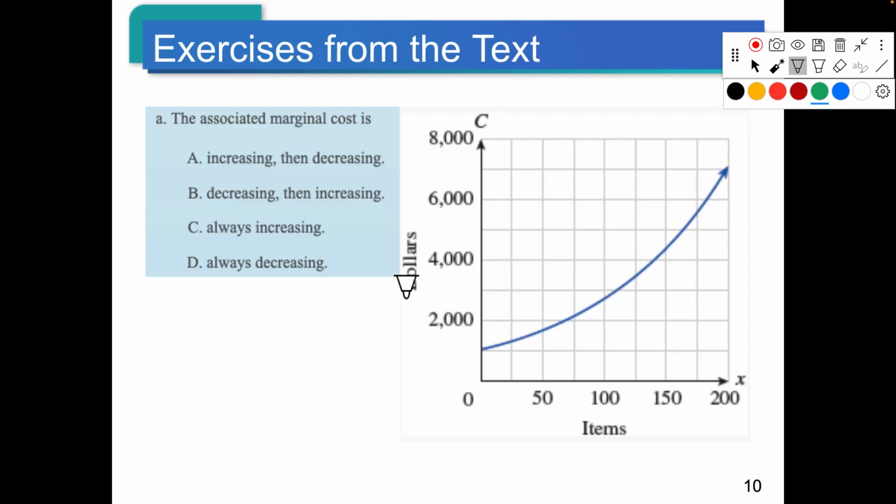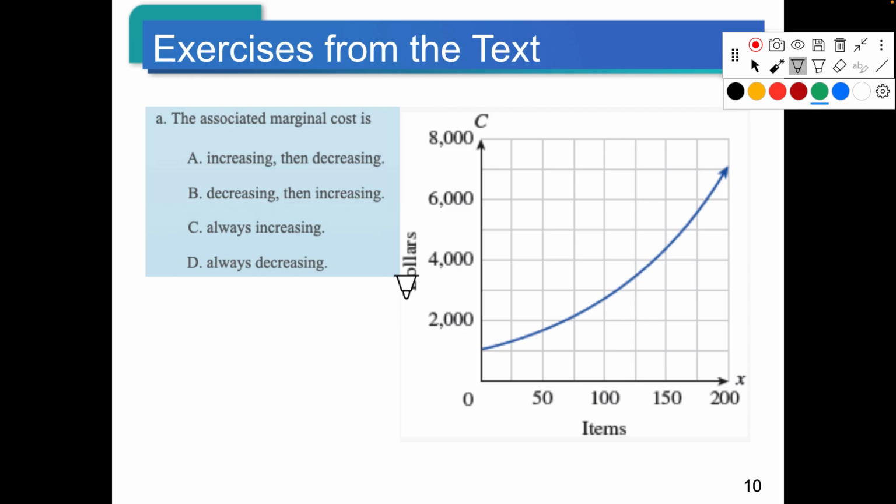So in this one, I went to the book because I was looking through the homework, and I figured if I just did the homework up here, then you might not get it. So I'm doing a similar problem that was in the homework, but I take it out of the textbook because the work's the same. We're going to look at the same graph, and they're going to ask us 3 questions. So the first one: the associated marginal cost is doing what?